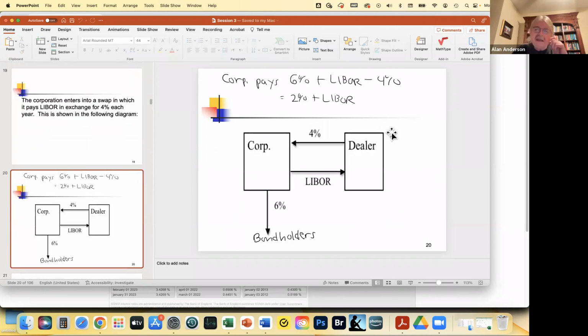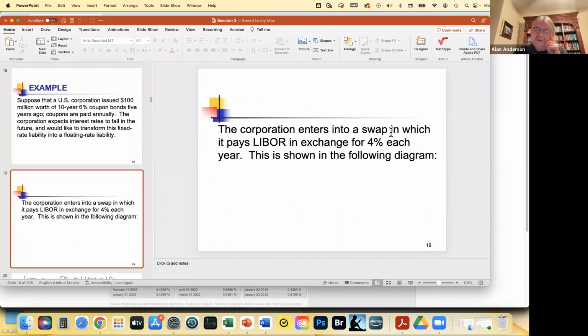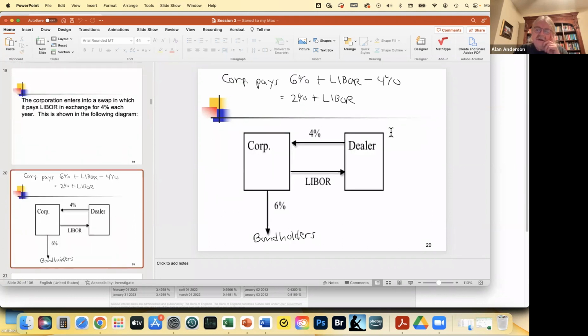So let's say that they approach a dealer who says, sure, we'll do this with you. Remember, you are paying 6% to your bondholders. Here's what we can do for you. If you pay us LIBOR, we'll give you 4%. So how much is it costing the corporation now? Well, instead of 6%, they're actually going to end up paying LIBOR plus 2% more, because they're paying 6% to the bondholders and only receiving 4% from the dealer. That costs them 2%. So the total cost now is, instead of 6%, LIBOR plus 2%.